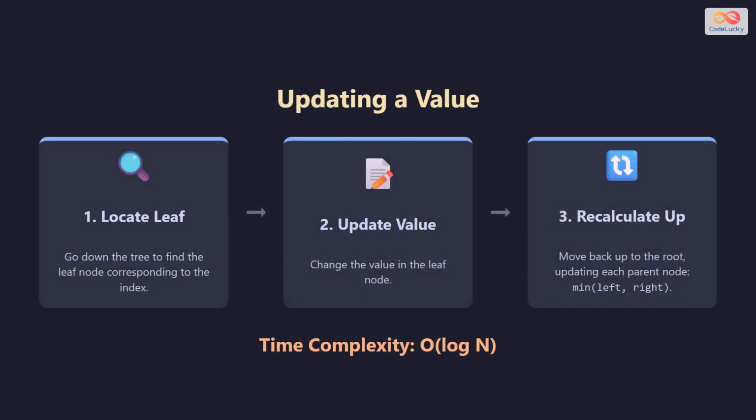Segment trees also support updates. If we change a number in the array, we first update the corresponding leaf node. Then, we walk back up the tree towards the root, updating the values of the parent nodes. Since the tree height is logarithmic, this operation is extremely fast, taking only O(log n) time.